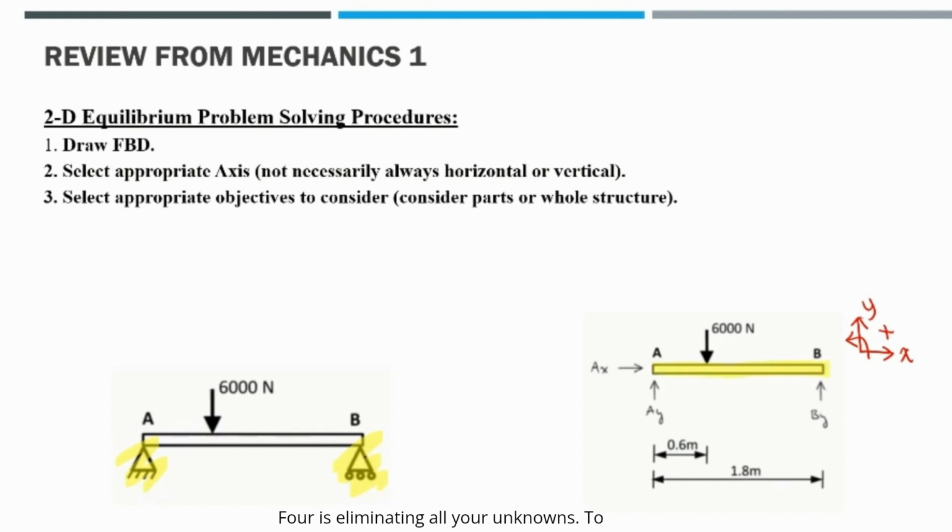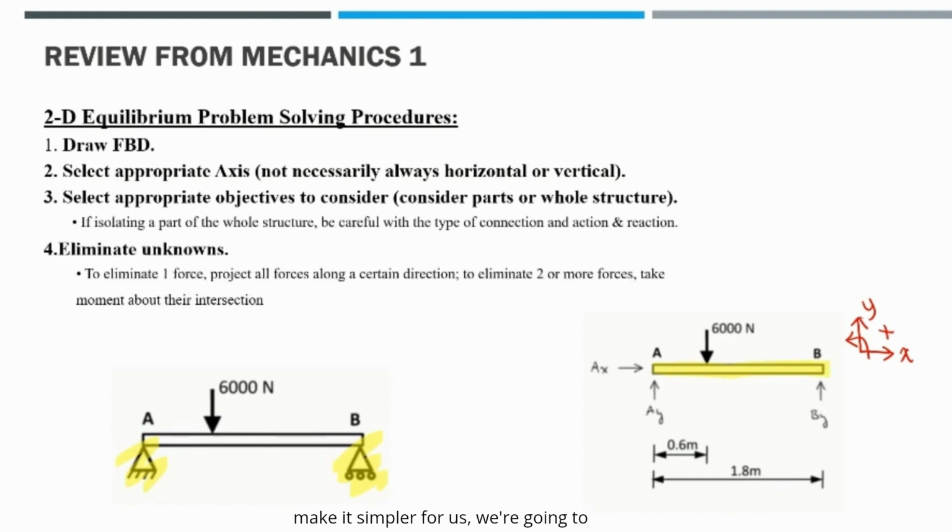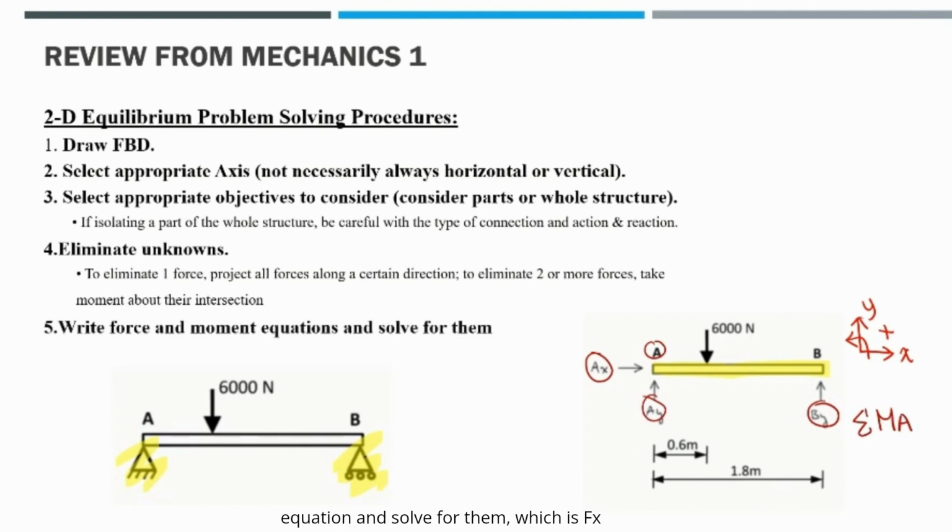Four is eliminating all your unknowns. To make it simpler for us, we're going to eliminate all the reactions at point A by taking the moments at point A. This way we can solve for BY. Finally, write out the force and moment equations and solve for them, which is Fx equal to 0, Fy equal to 0, and our moments are equal to 0.